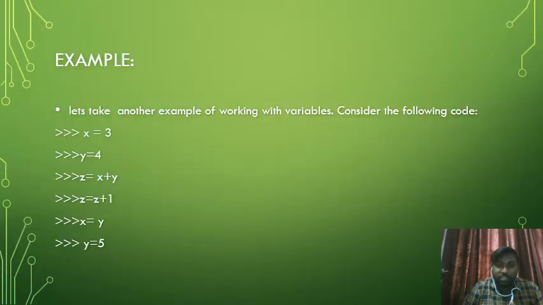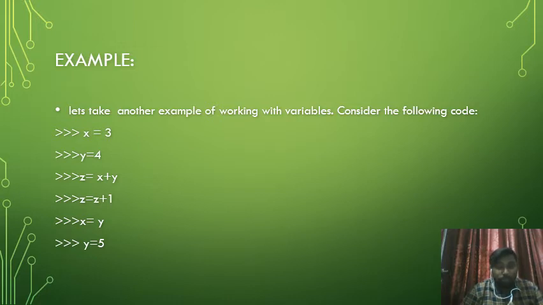The next thing is C. Here, let's take another example of working with variables. Now I am going to give another example of how the variables are used, how the variables are called, and how the values are assigned for the different variables that we are going to learn now. See, it's an example of an interactive mode program.